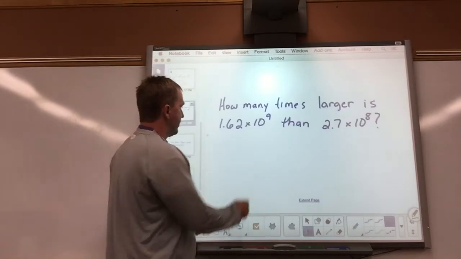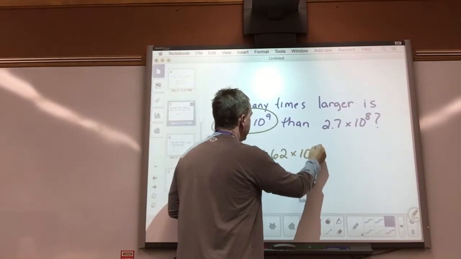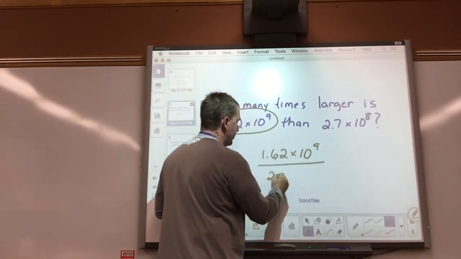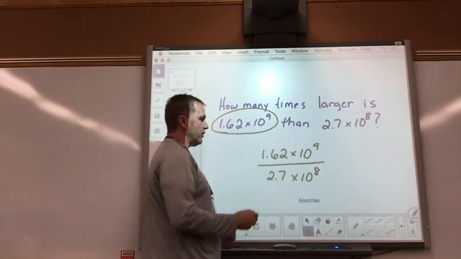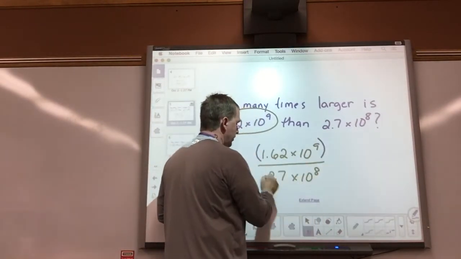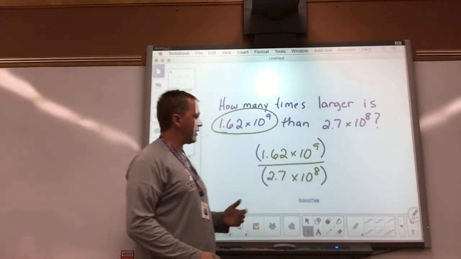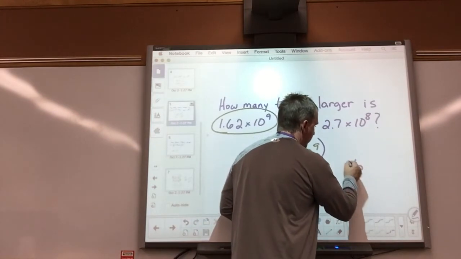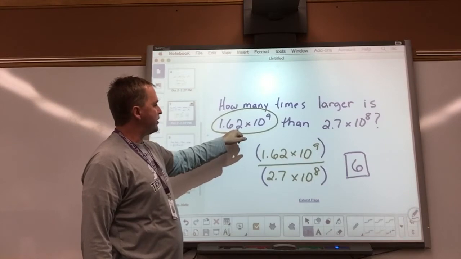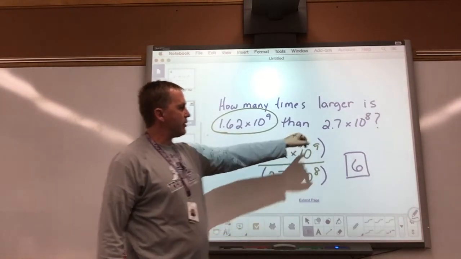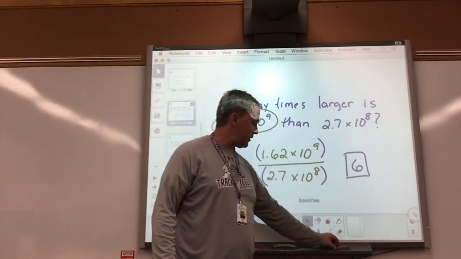Well, if that works, then it seems to me that we should take 1.62 times 10 to the 9th divided by 2.7 times 10 to the 8th. And the only thing I would remind you of is if we use the calculator for this, we need to make sure that we put parentheses around both of those numbers when we type it into our graphing calculator. And when you do, I believe you should get an answer of 6. This scientific notation number 1.62 times 10 to the 9th is 6 times larger than the number 2.7 times 10 to the 8th. Again, I hope this short video helped you out.